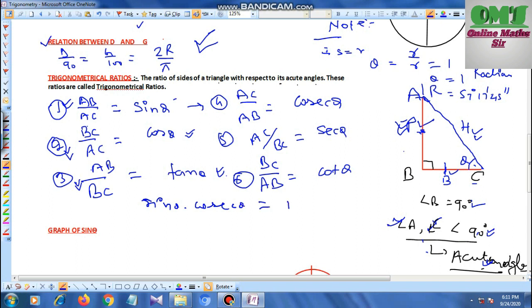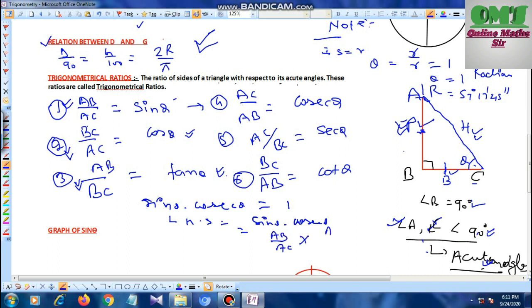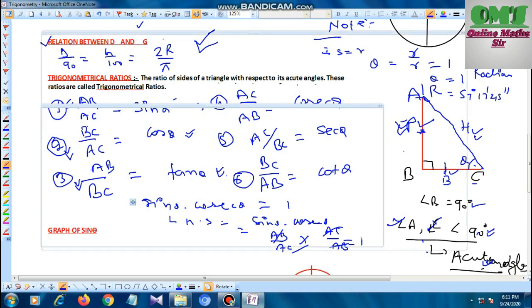You can prove it very easily. Suppose LHS is sin theta cosec theta. Sin theta is AB upon AC and cosec theta is AC upon AB, right? They cancel each other, so it will become 1. So these are reciprocal. It means the product of sin theta and cosec theta is always 1. And similarly, cos theta into sec theta will become 1 and tan theta cot theta will become 1.